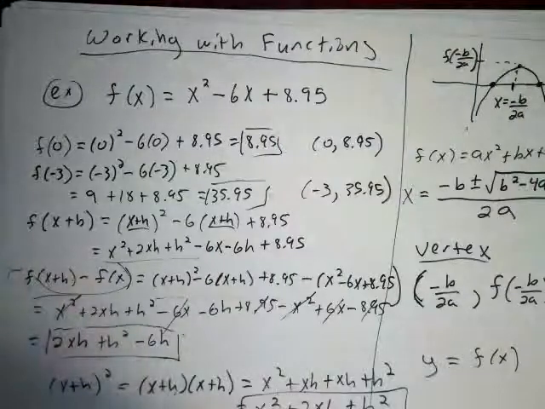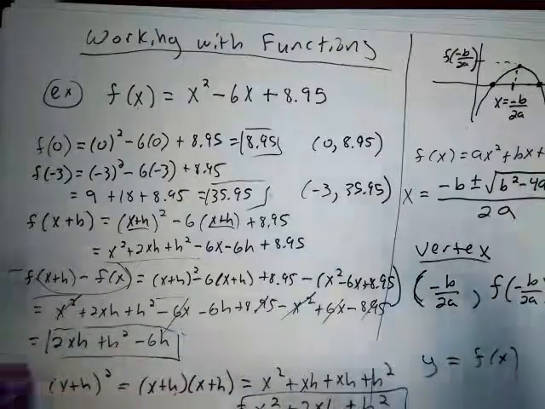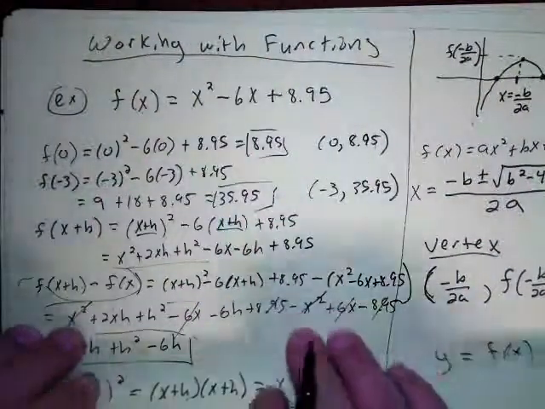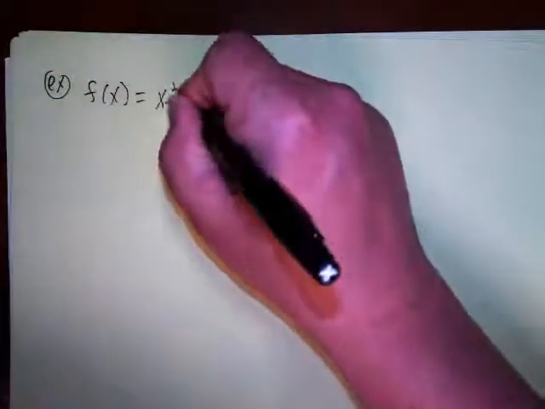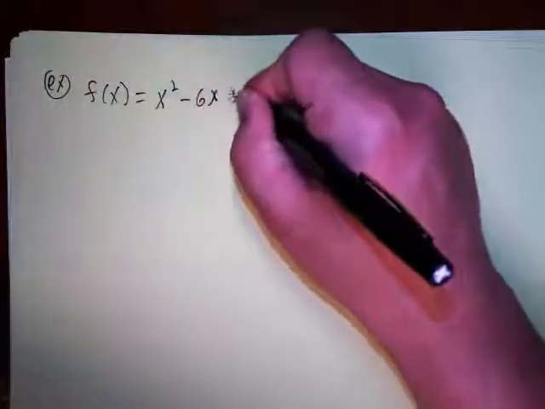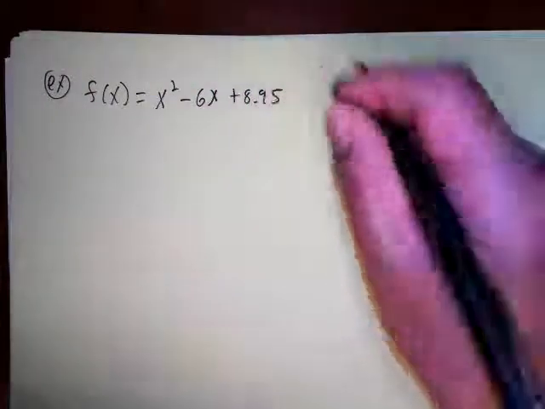Now I'm not done though. I want to play around with this function a little bit. So I'm going to write it again. So this is f of x is equal to x squared minus 6x plus 8.95.